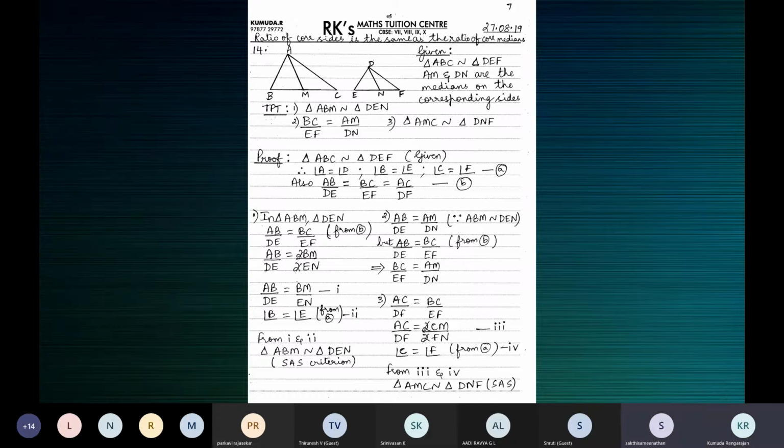Ma'am, for AMC is similar to DNF, I used SSS, ma'am. Yes, you can use SSS because you know AM by DN. You can use SSS.